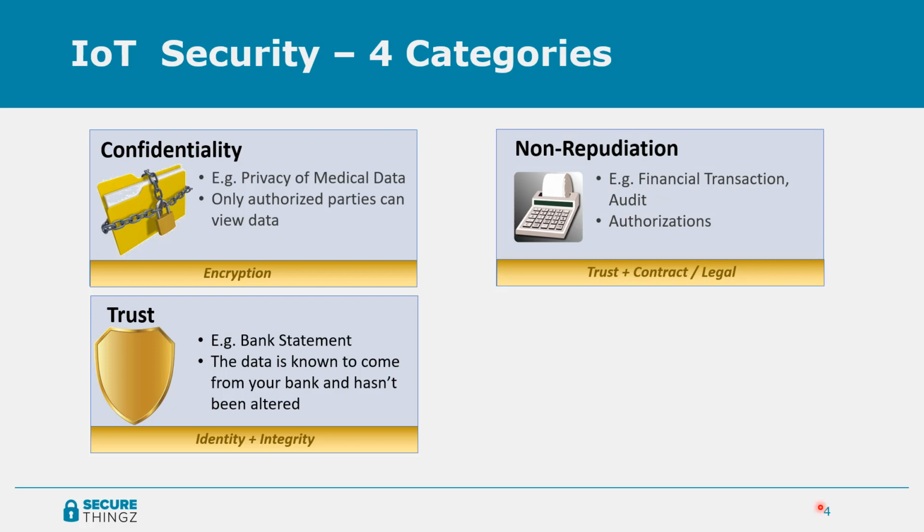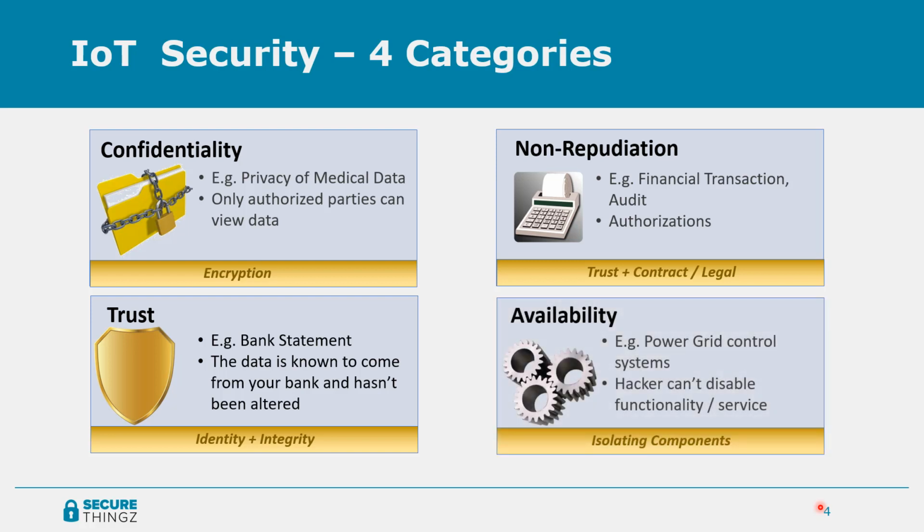Non-repudiation, this is very important, especially in financial transactions, whereby you cannot deny that you actually sent the information. So it's like a contractual, legal part of security. And then availability covers the backing up of a system that's gone down through some sort of trust issue, or hacking has taken it out of service.